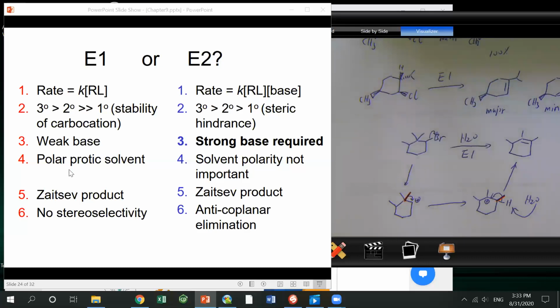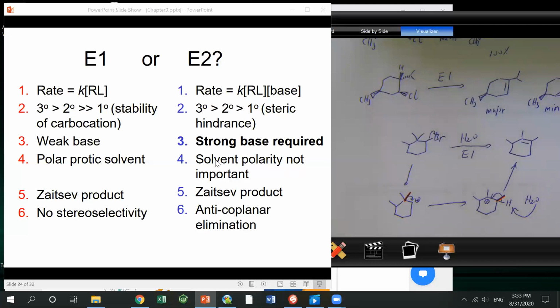For the E1 reaction, we prefer a polar protic solvent, same as SN1 reactions. The reason is that the polar protic solvent can stabilize the carbocation and the leaving group, lowering the energy barrier. And for the E2 reaction, pretty interesting, it doesn't matter. Solvent polarity is not important.